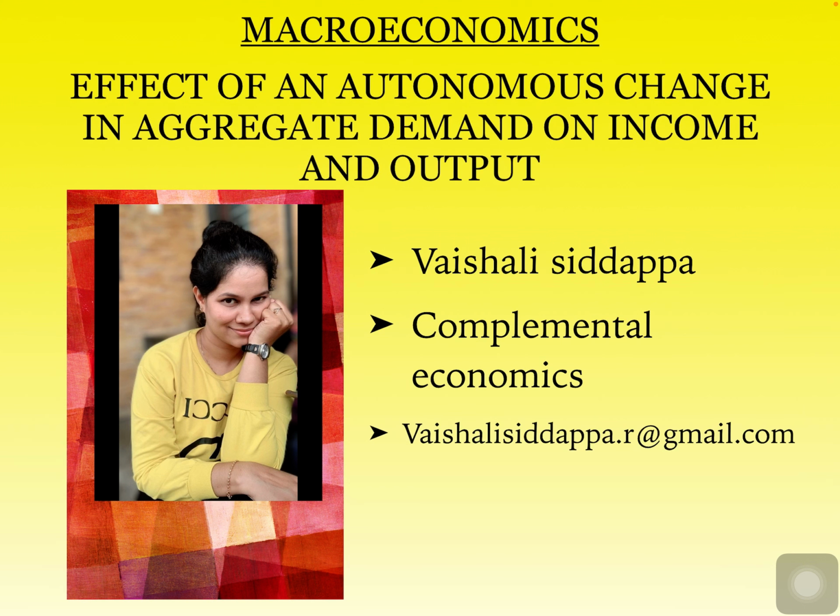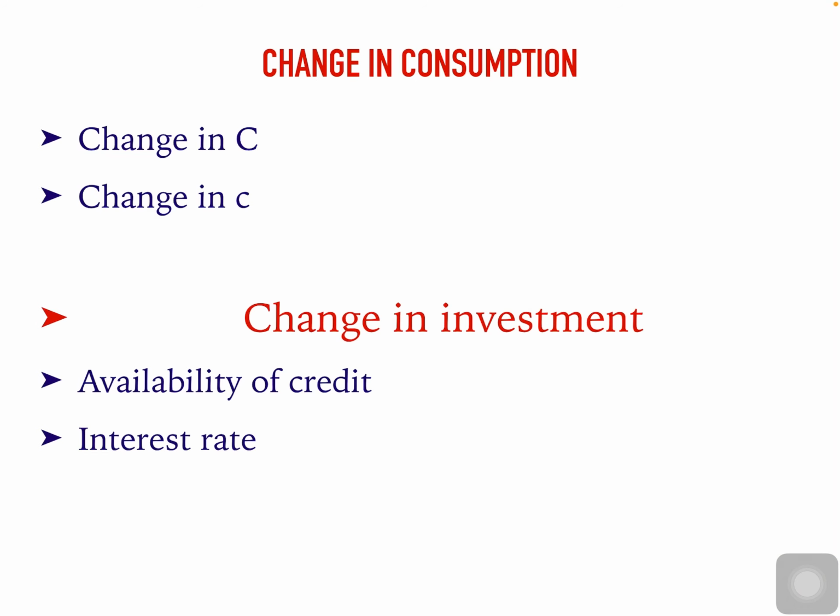And today's topic: effects of an autonomous change in aggregate demand on income and output. This is the question: explain the effects of an autonomous change in aggregate demand on income and output. This is one of the 6-mark questions according to your PDF file. First of all, to understand this, again we have to talk about consumption and investment.